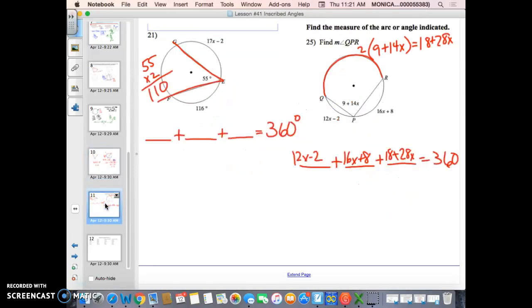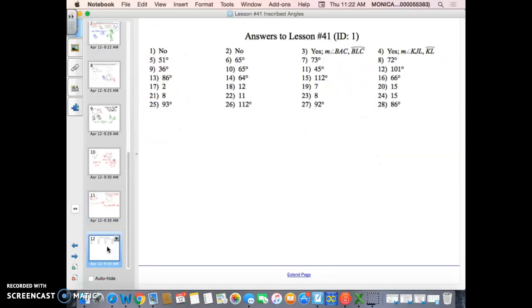And then here, these you have fill in the blank. And you have to determine, because you're going around the whole circle, it's going to add up to 360. So it's part plus part plus part equals 360. So if you're having struggles working these out, just let me know, and we can come around and help you. And here are the answers to lesson 41. You are responsible for all 28 problems before you move on.